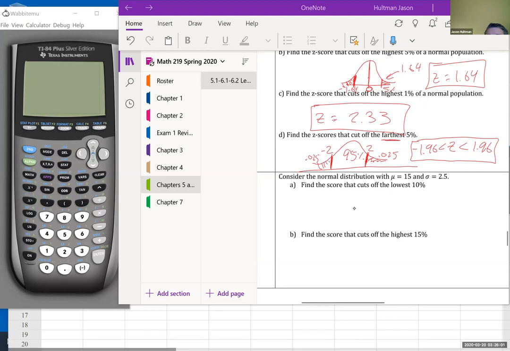Consider the normal distribution with mu of 15 and sigma of 2.5. Whoops, somebody has privileges of writing on my screen for whatever reason. Okay, so consider the normal distribution with mu equal 15 and sigma equals 2.5.